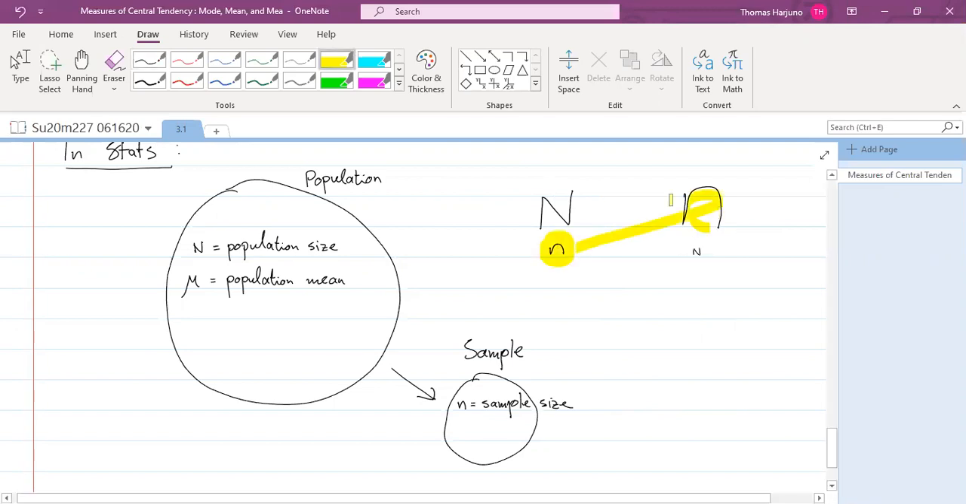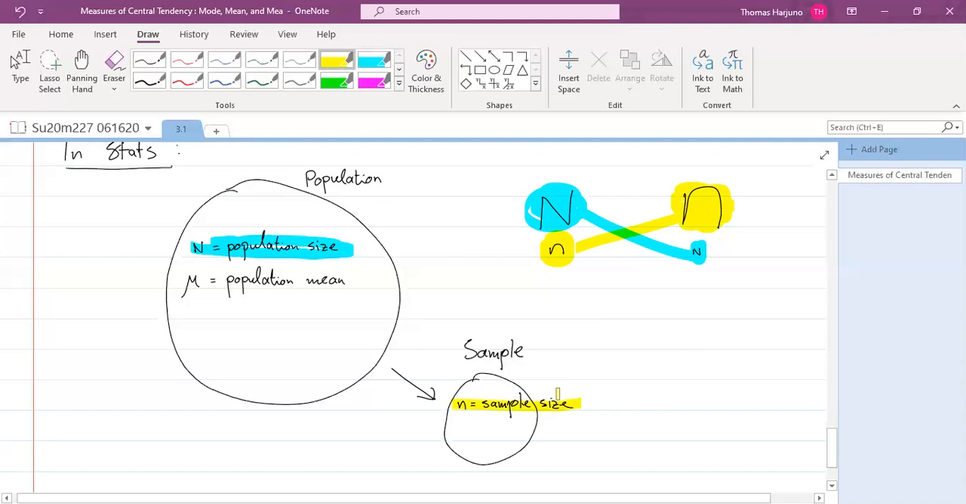This is lowercase n. When you see this, it is the sample size. This is capital N. This is capital N that represents population size. Are you with me? So it's not about the size. It's about how you write it.